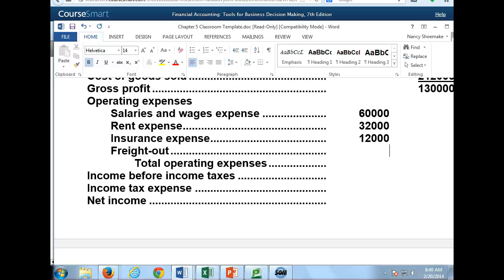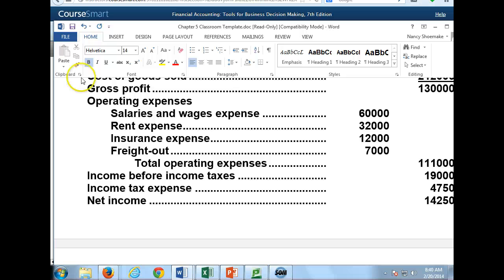Okay, freight out is how much? 7. So that brings us to our total operating expenses, 92, 104, 111. Net income before taxes is how much? 19,000. Income tax expense, what did they tell us it was, 30 or 20? 25. So 25% of 19,000, 4750 means our income is 14,250. Does that make sense? How are we doing?